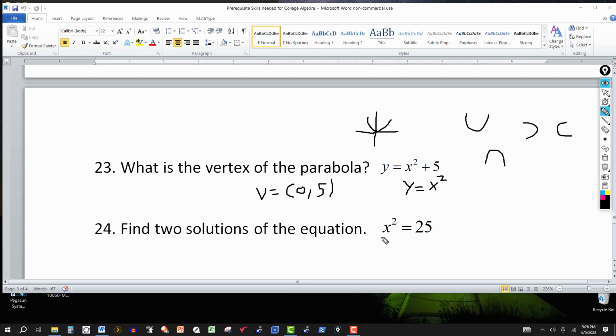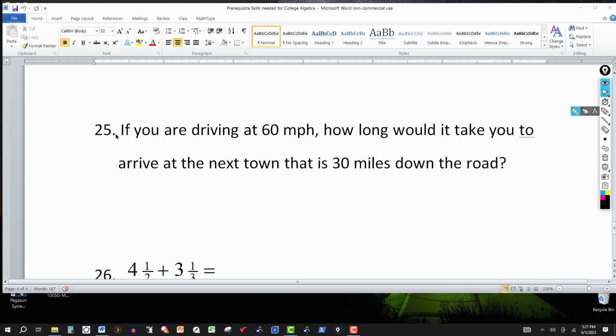The next one, I'm going to do a quadratic. Find the two solutions of the equation x squared is equal to 25. This one should be pretty straightforward. What squared gives me 25? Well, 5 squared is 25, but negative 5 squared is also 25. So the two solutions are 5 and negative 5. Let's look at the next one.